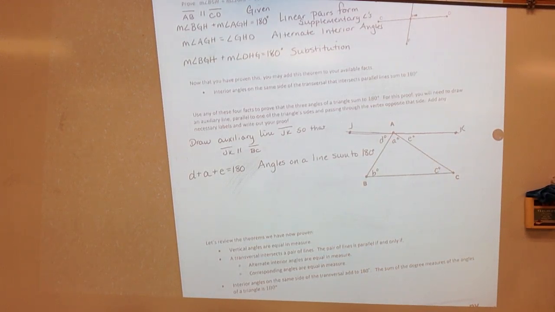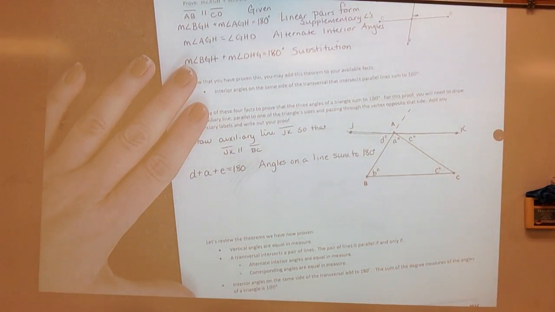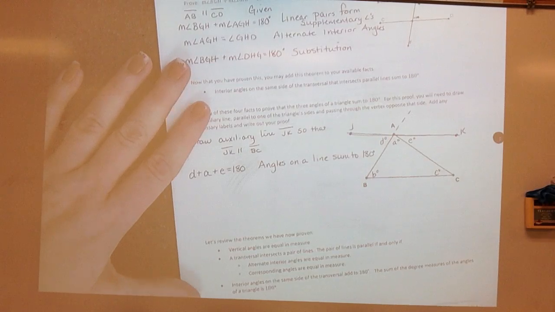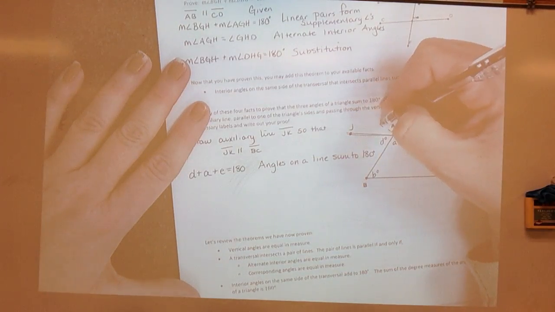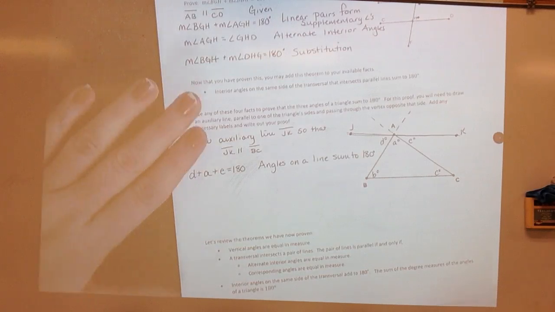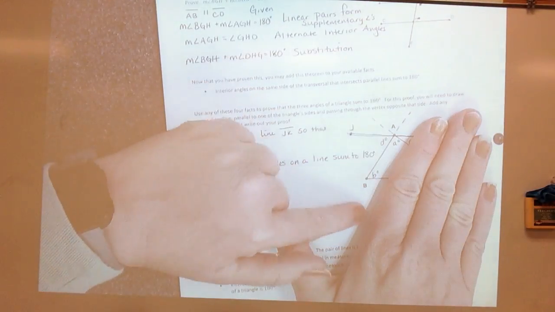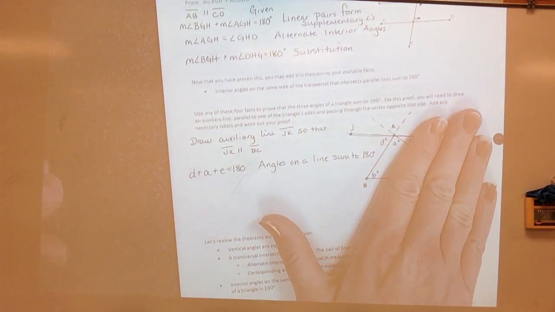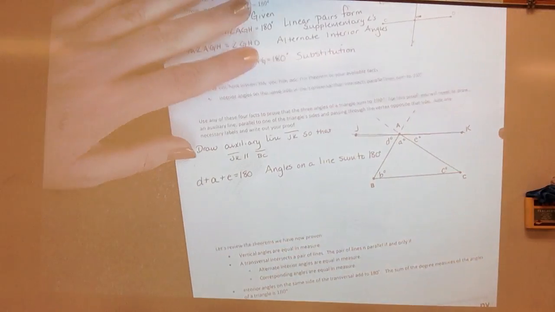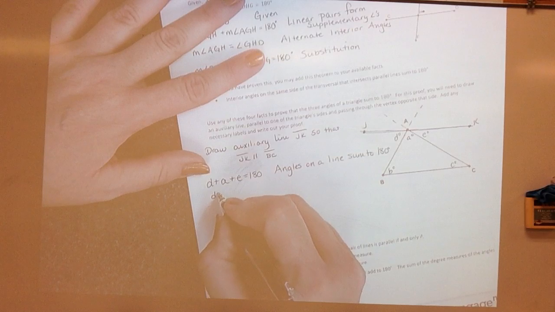So I know that these three angles here are equal to 180 degrees. Now, because we've drawn parallel lines, this is a transversal. Let's look at this as a transversal. Because this is a transversal, what do I know about angle D and angle B? I know they are alternate interior angles, so therefore they are equal. So D is equal to B.